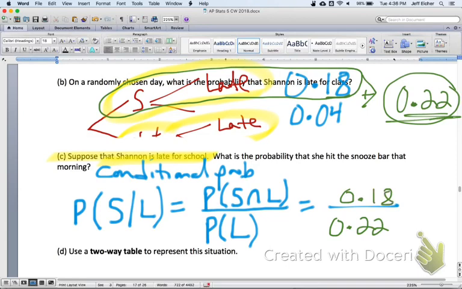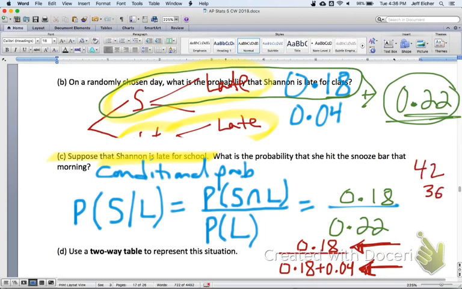The neat thing about conditional probabilities with tree diagrams is whatever the denominator is, it tells you what the numerator is going to be. That denominator had the 18 and the 4, and the numerator, the one that we wanted, where she hit the snooze button, is the 18. So this denominator always has the number that you're going to use for the numerator. You just have to figure out which one they're asking for. So if you're using like 42 or 36 from earlier on the numerator, you're way off base. It has to be one of these two numbers.